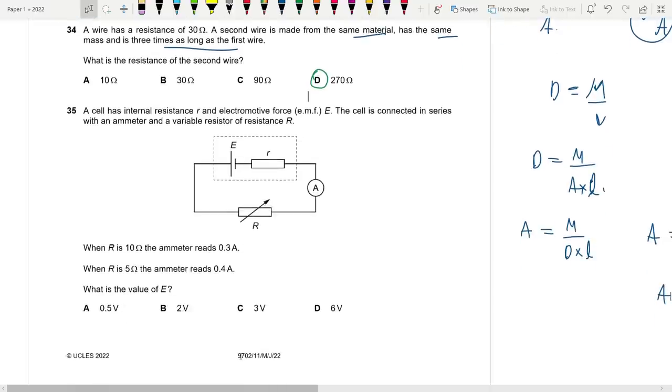35. A cell has internal resistance r and electromotive force E. The cell is connected in series with an ammeter and a variable resistor of resistance R. When R is 10, the ammeter reads 0.3. When R is 5, the ammeter reads 0.4. Okay.